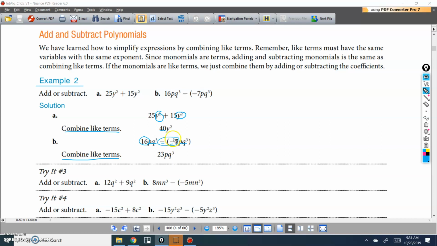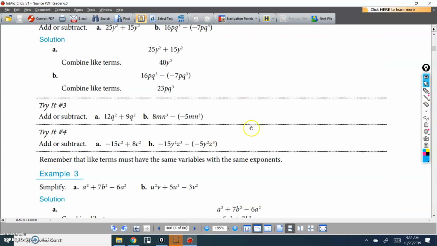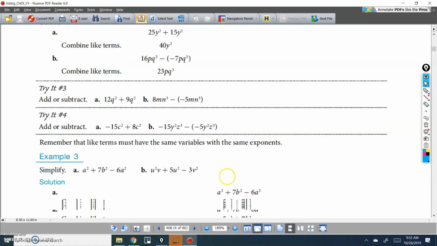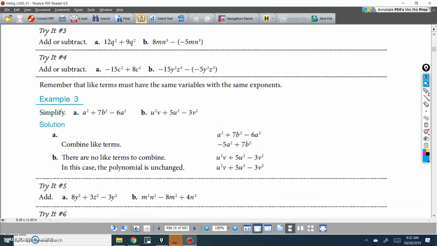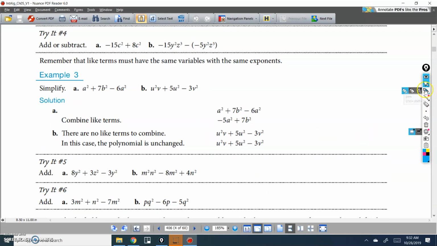So that's going to turn into a plus. 16 plus 7 is 23, and that's what we get down here. Let's scroll up and go to some more examples. So again, adding and subtracting polynomials is simply a big exercise in combining like terms.